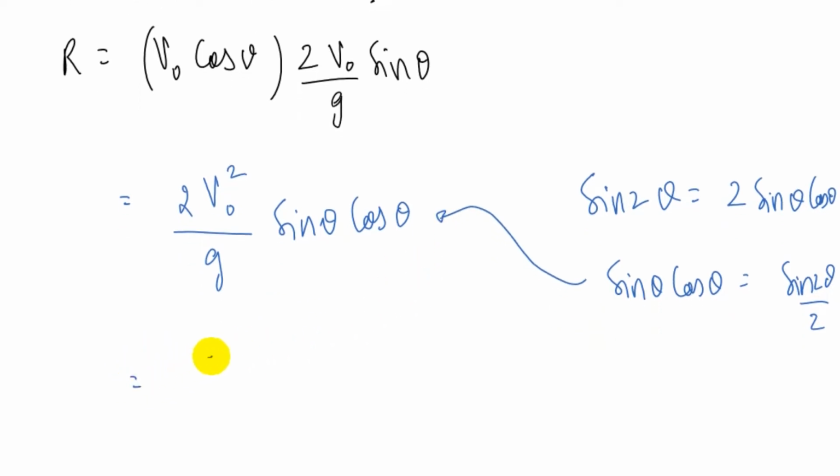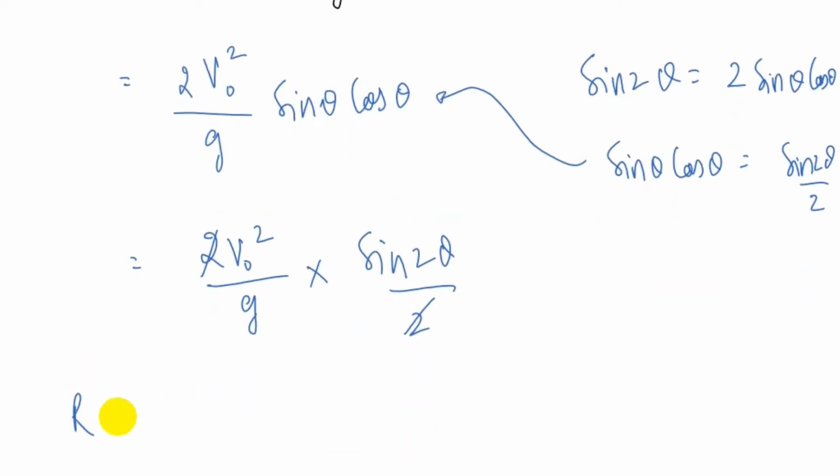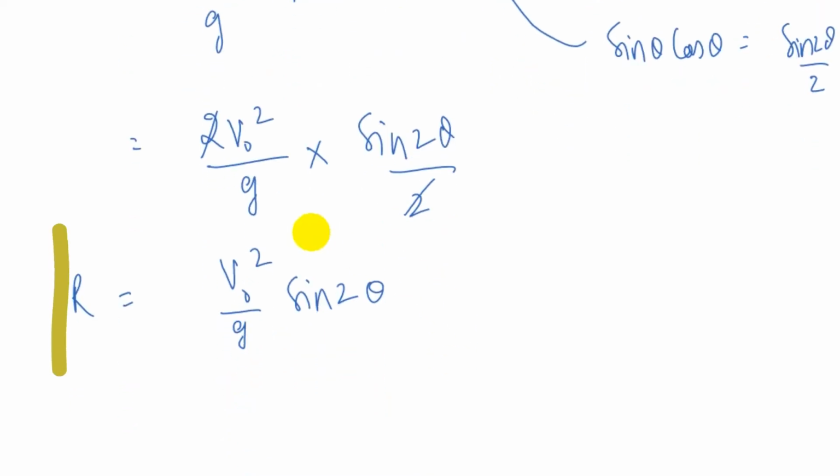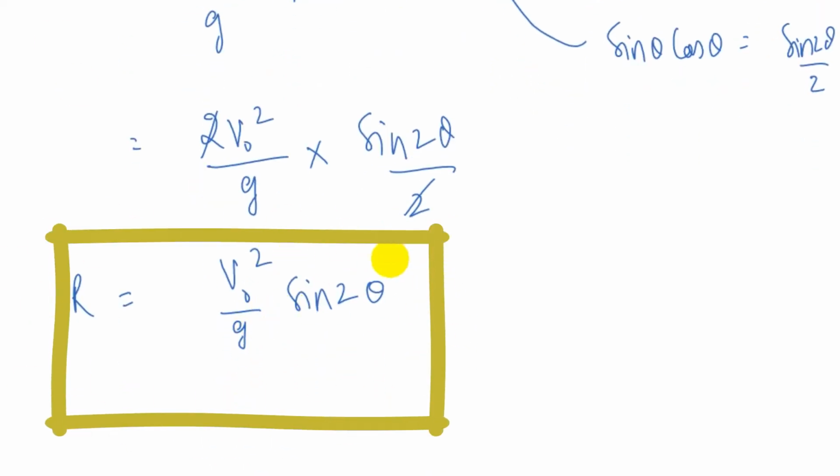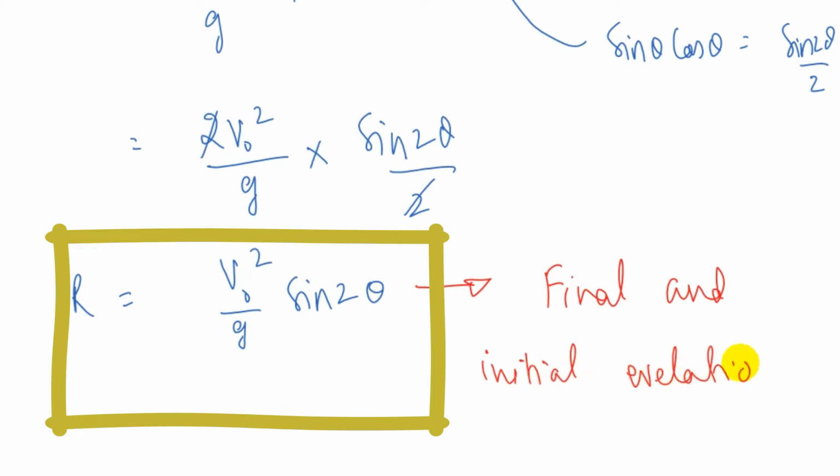So we can replace it here. So that will be equal to 2 v0 squared divided by g, and this will become sine 2 theta divided by 2. This 2 and this 2 will cancel, and finally we'll get the expression for R to be v0 squared over g times sine 2 theta. So this is the final expression. Now this expression is valid only when the final and the initial elevation is same. Otherwise this expression is not valid.